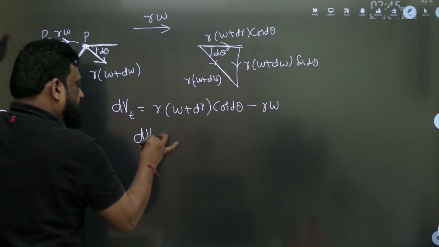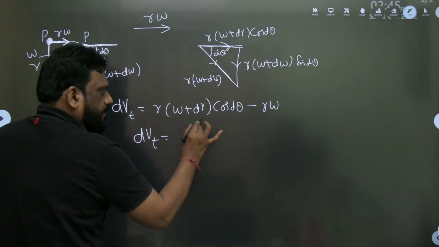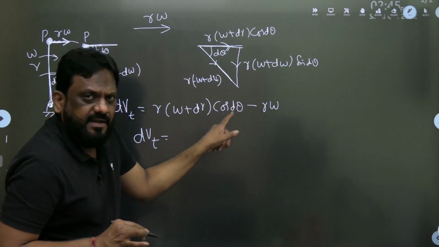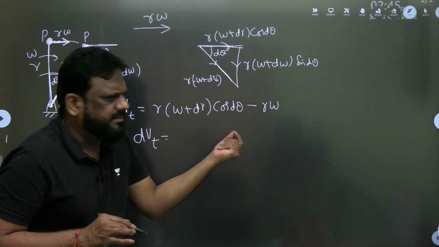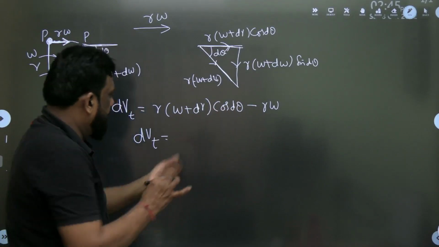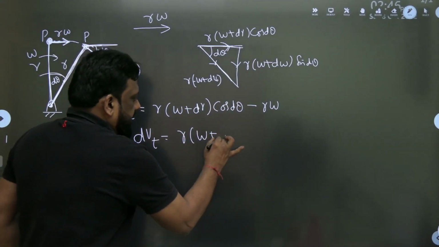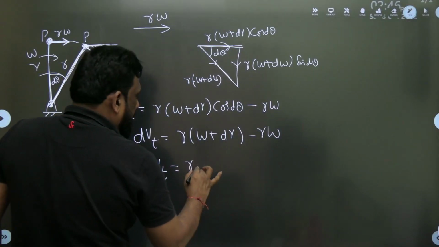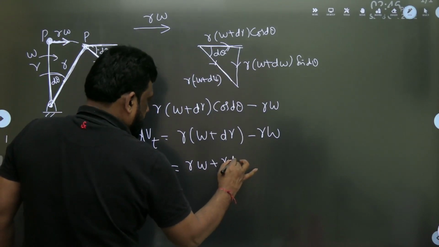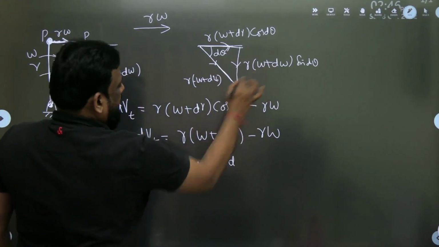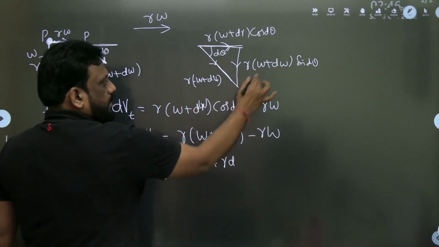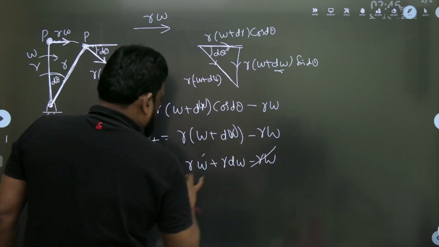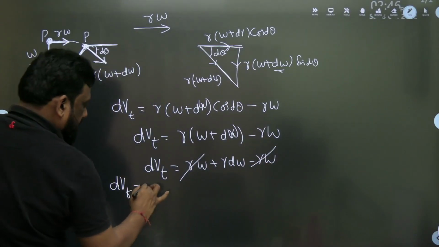So the change in velocity in the tangential direction: we have taken a small d theta, and the cosine of a small angle is 1, since d theta tends to 0. So r into omega plus d omega minus r omega. Therefore the change in velocity in the tangential direction is r omega plus r d omega minus r omega. So this is gone, and the change in velocity in the tangential direction is r d omega.